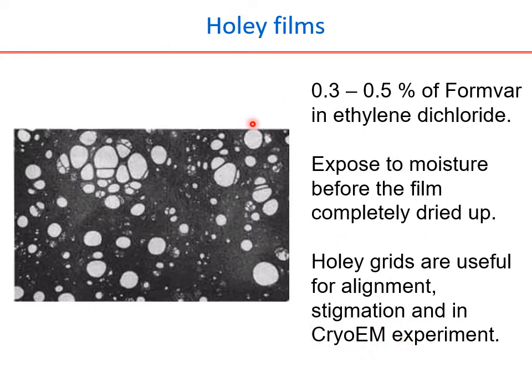So that's about the Holey films. Just a quick summary: Holey films are again a form of film, but the film is pre-exposed to moisture so that the holes will be formed. Since the exposure is not in our control, the holes that are formed here will be of irregular shapes, irregular sizes, and in different locations. And this has applications in the stigmation process and the cryo-EM experiment.